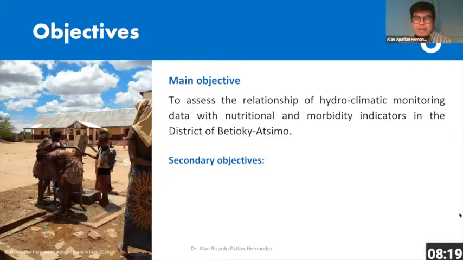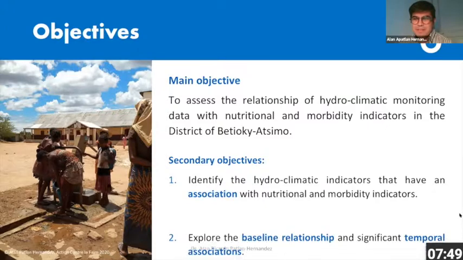So this is why our project aims to assess the relationship of hydro-climatic monitoring data with nutritional and morbidity indicators in the district of BUET specifically, in order to identify which hydro-climatic indicators have an association with nutritional and morbidity indicators and describe the significant temporal associations.